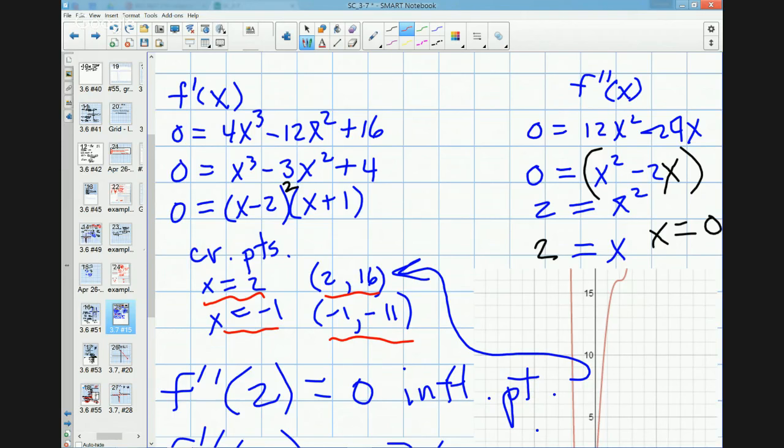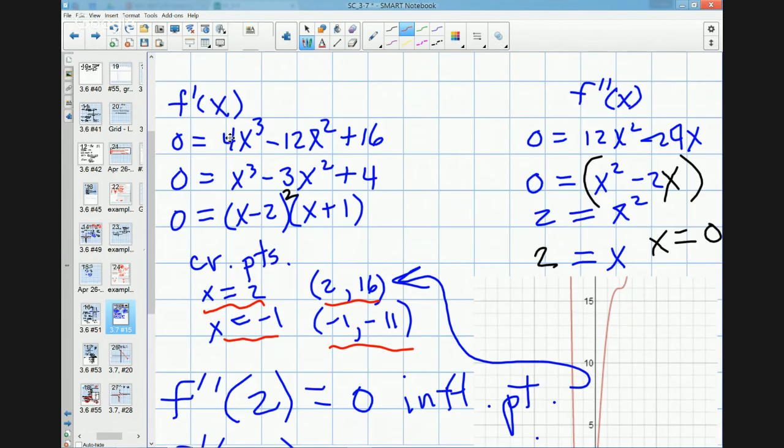So let's take a look at the second derivative, which I have over here on the right. That's supposed to read, yeah, 12x squared minus 24x. I'm going to rewrite that. So that's 12x squared minus 24x. When is that equal to 0? Well, we can divide everything through by 12. That gives me x squared minus 2x equals 0.